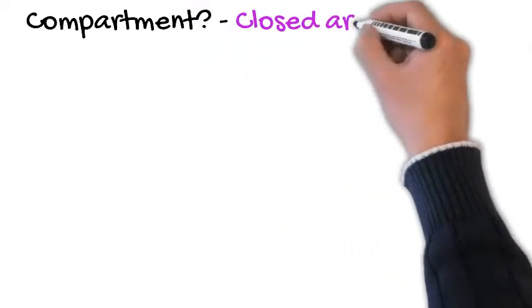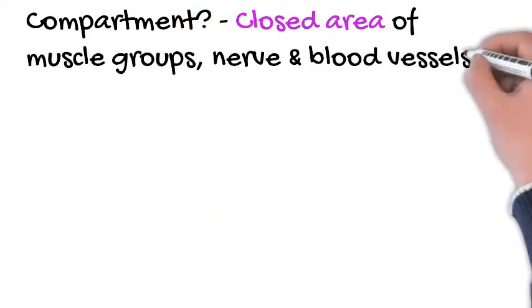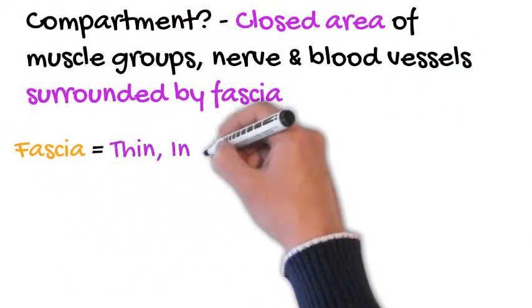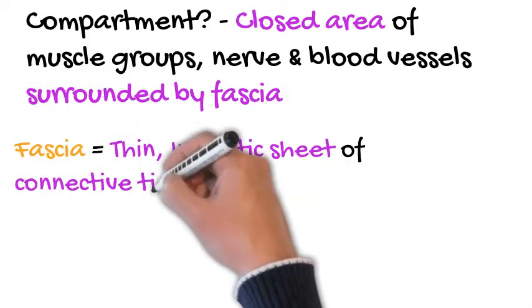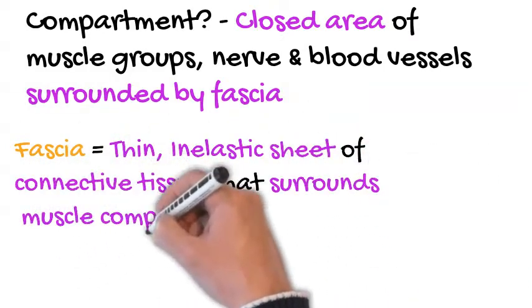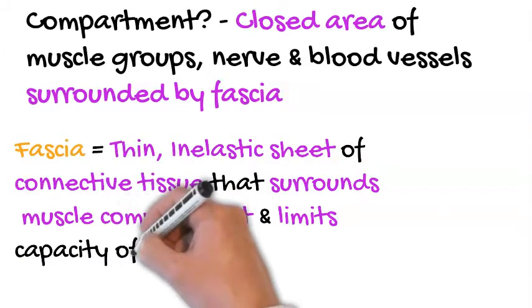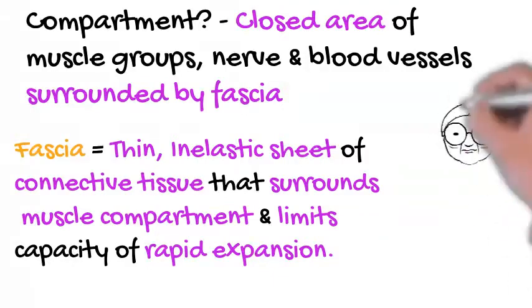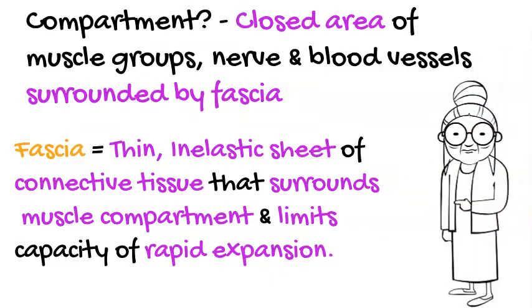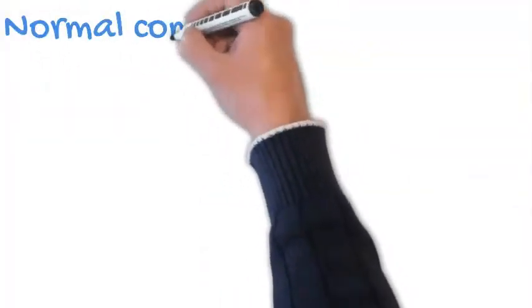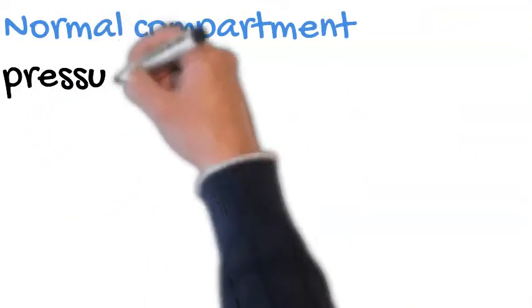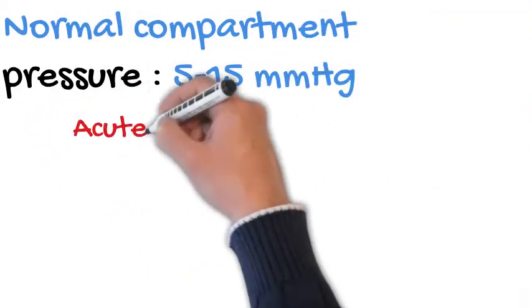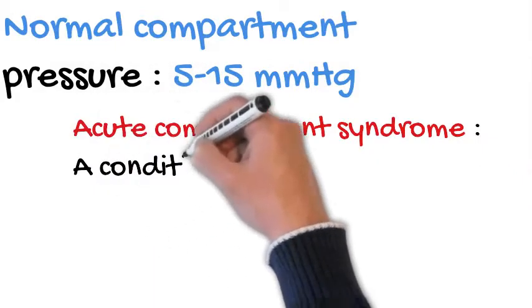What is compartment? It is a closed area of muscle groups, nerve and blood vessels surrounded by fascia. What is fascia? It is a thin, inelastic sheet of connective tissue that surrounds the muscle compartment and limits capacity of rapid expansion. What is a normal compartment pressure? The normal pressure is around 5 to 15 mm mercury.